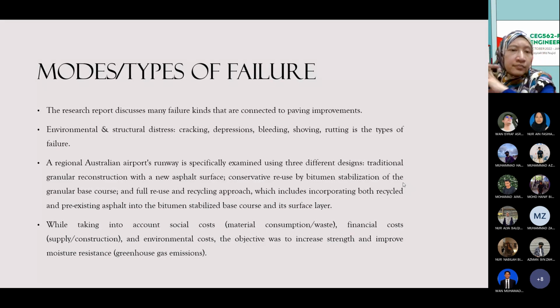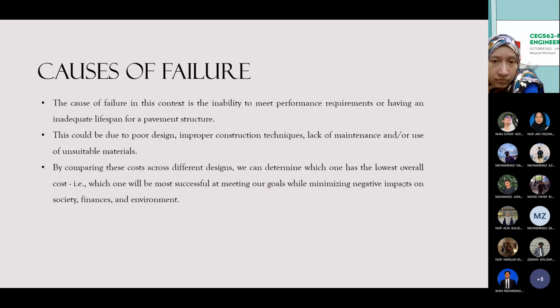While taking into account social costs, which is material consumption and waste, financial costs, supply and construction, and environmental costs, the objective was to increase strength and improve moisture resistance.